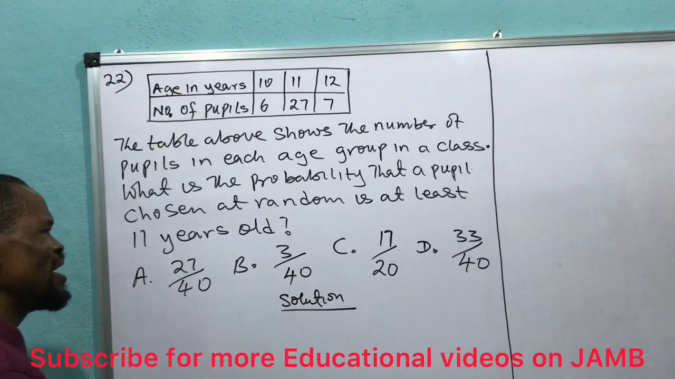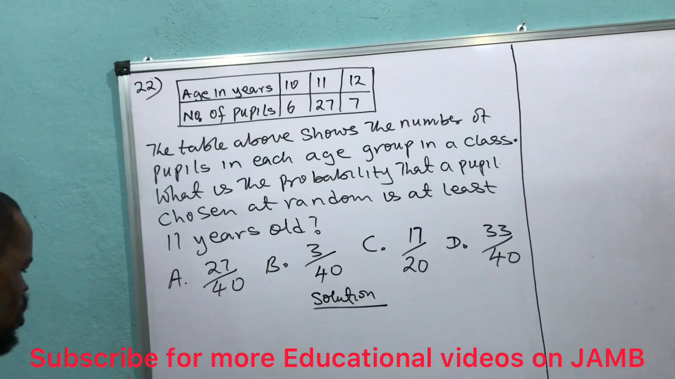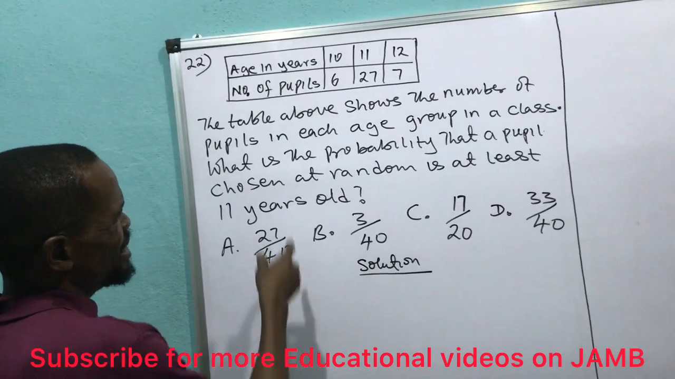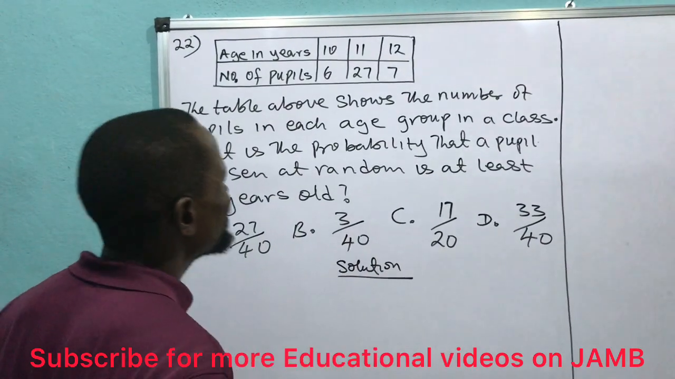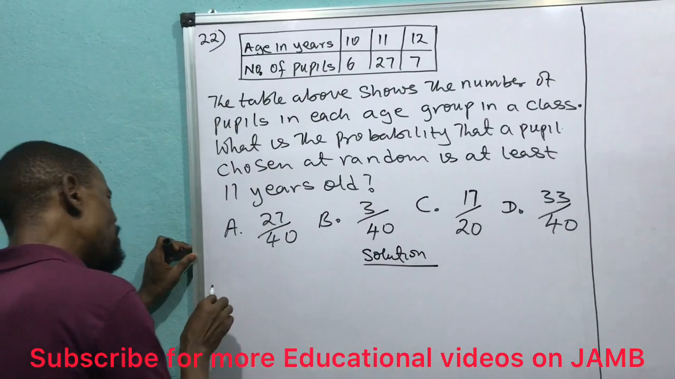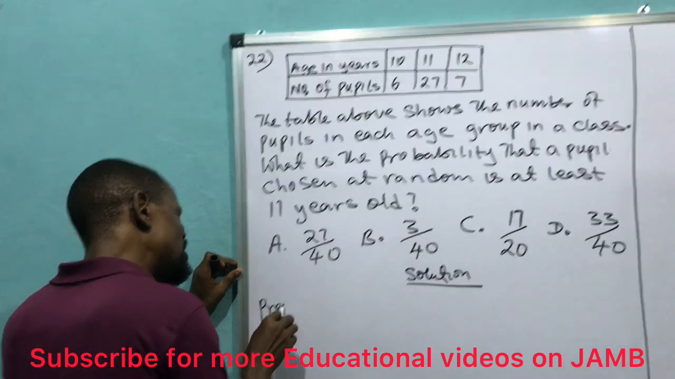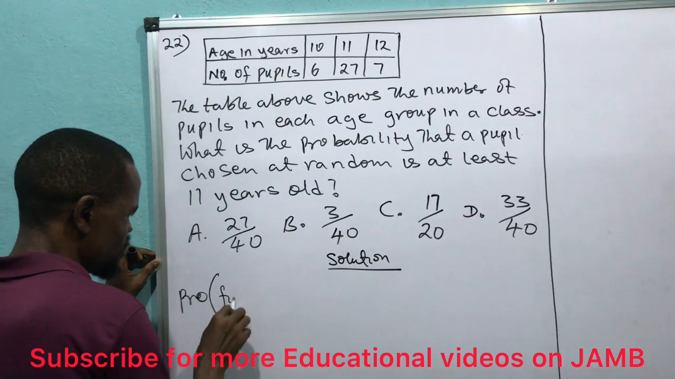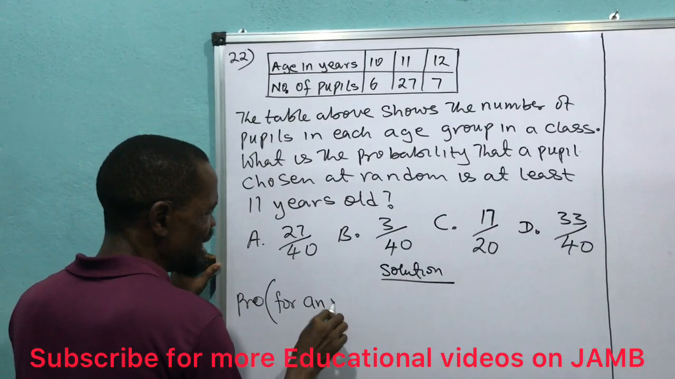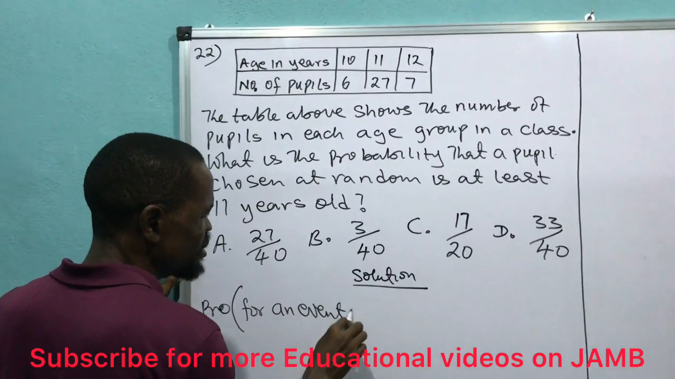Then let's go to that. And I have this in this table. What are they asking us? They said if they are choosing at random, what is the probability? I remember that probability for an event, to what?